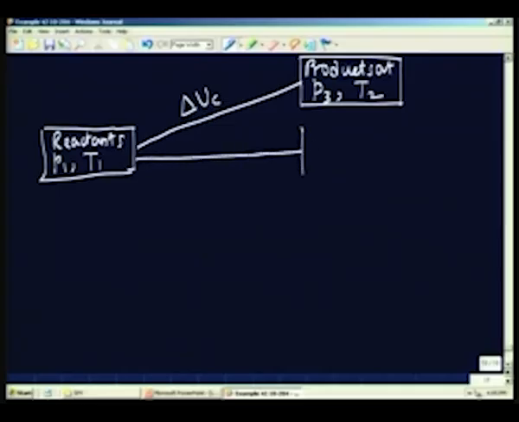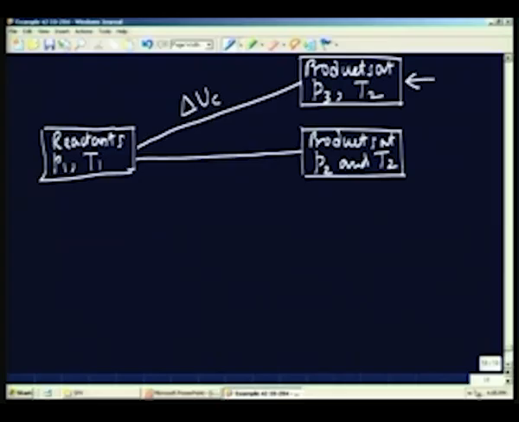However, what I should have had is products at some P2 and T2. So, there is some pressure change which may have taken place during the calorimeter experiment. The products would have to be at P2 and T2, but there is some change. This is what I am going to get. The experiment is going to give this.